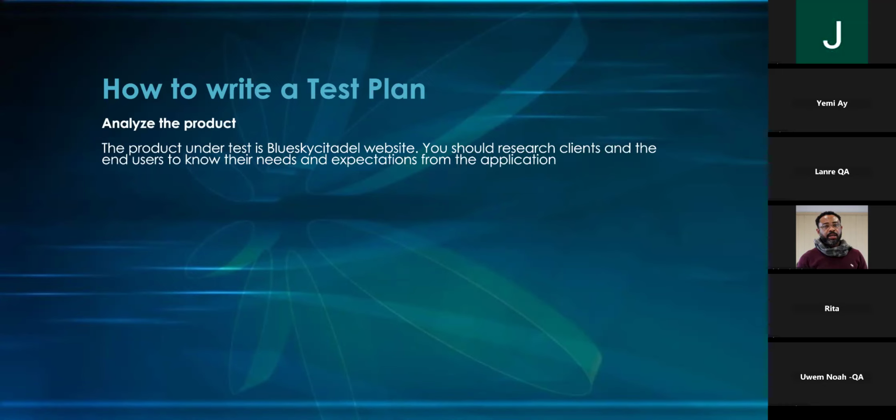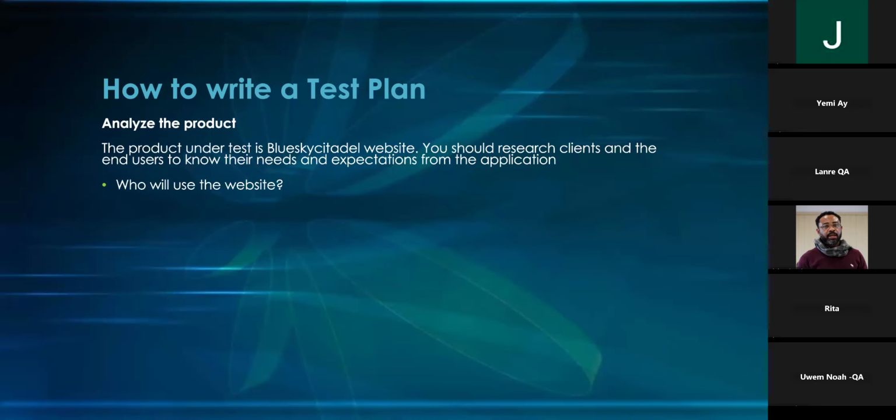So like this BlueSky Citadel, from ages maybe 10 or 16 and above is our target audience. So we know that these are the people that are going to use it, to know their needs and the expectation from the application. What will a 10 years old use this application for? What will a 16 years old use it for? What will 20, what will 30, XYZ? You want to get an understanding of it by analyzing it.